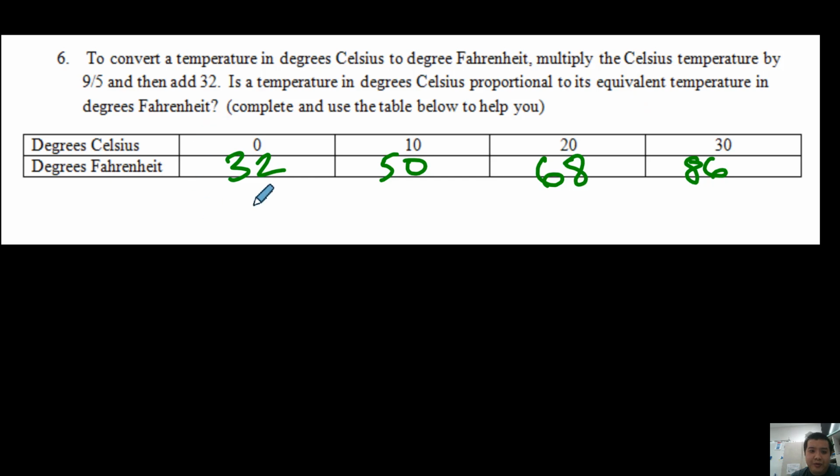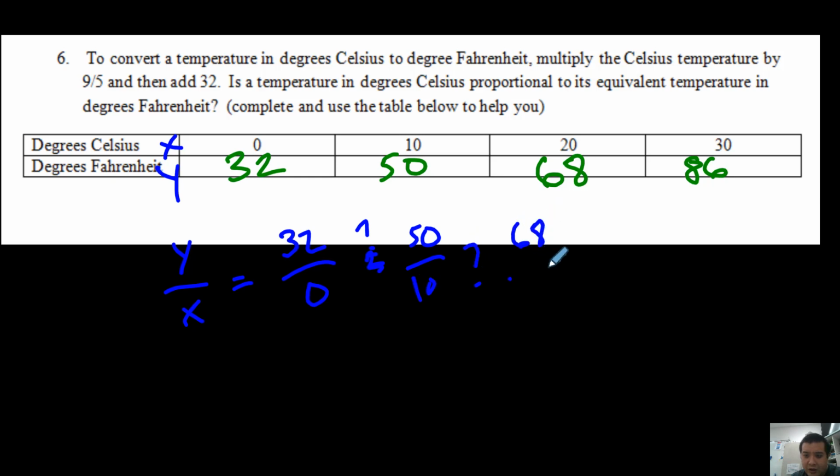Okay. Now, when we determine if this is a proportional relationship or not, the Fahrenheit depends on the Celsius. So since this is dependent, this is our y, this is our x, so we're going to do y divided by x. Okay, which gets us 32 over 0. Well, we need to do question mark, we don't know if it's proportional or not. 50 over 10, question mark. 68 over 20, question mark.